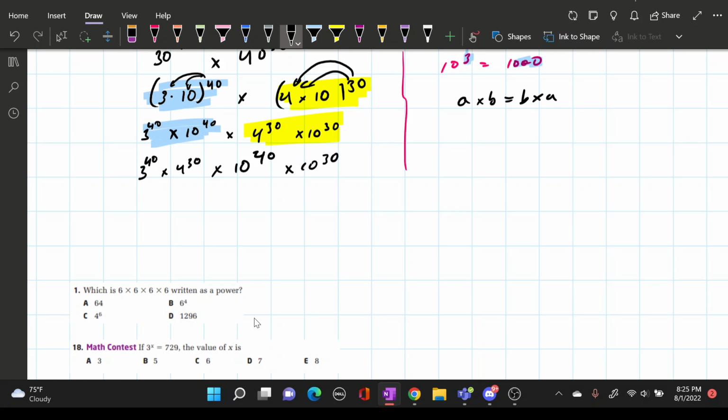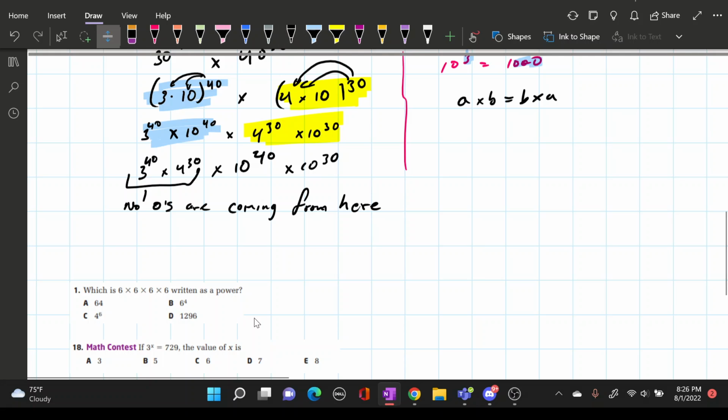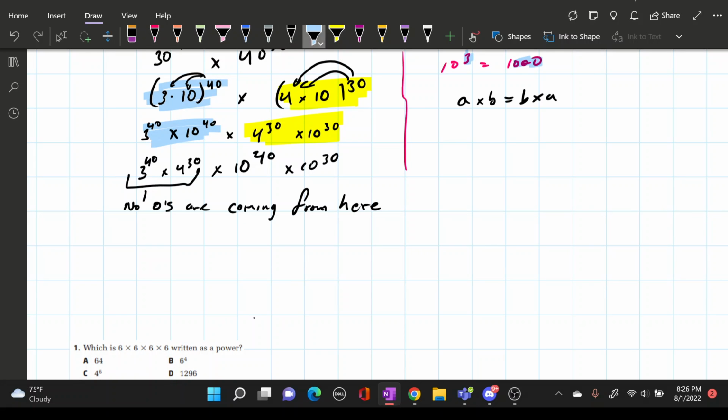Okay, perfect. So now what can we do? We can kind of ignore this because we know no zeros are coming from here. So we know zeros are coming from here. So we can basically see that we have a very cool exponent rule happening right here.